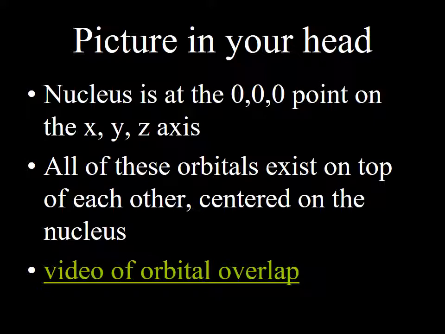But just to give you an idea to get started, what you want to do is picture an XYZ axis and pretend the nucleus is at the 0, 0, 0 point on that axis. And then all of the orbitals exist one on top of each other, centered on the nucleus. They all overlap. So as I said, I know that's really hard to picture, but I will show you the video when I get back. Thanks.